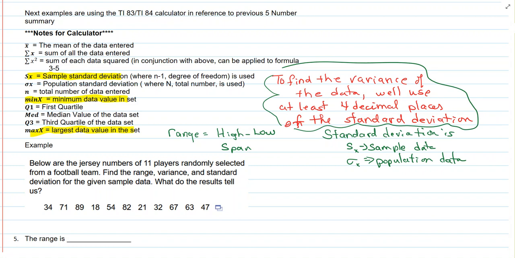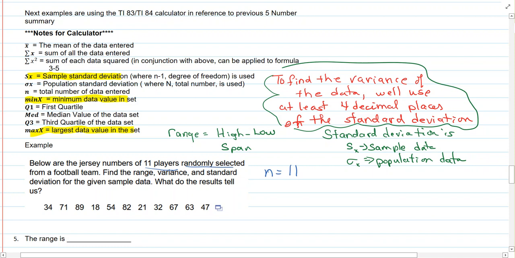We've done the entering data quite often, so it's supposed to be pretty well easier for you to handle now. So let's look at our problem. Below are the jersey numbers of 11 players. So we know we have n is 11. Randomly selected, so we know that it's a random sample, from a football team. Find the range, the variance, and the standard deviation.